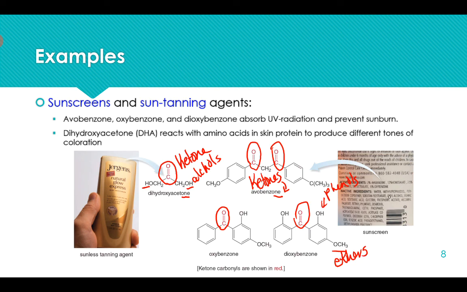And so if you look at the ingredient labels, you'll often find these kinds of suffixes that tell you what functional group is there.